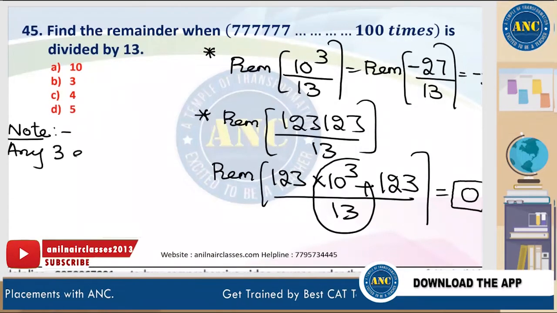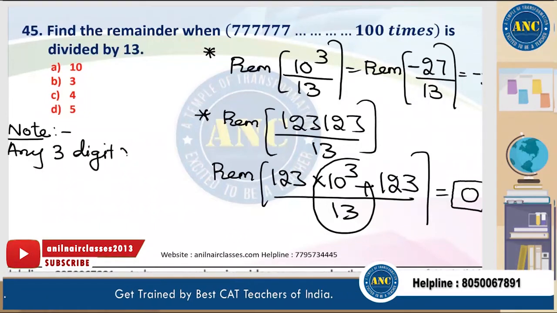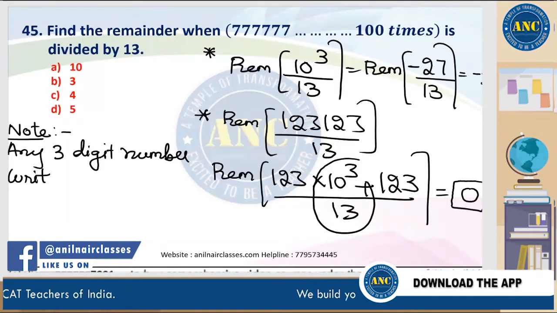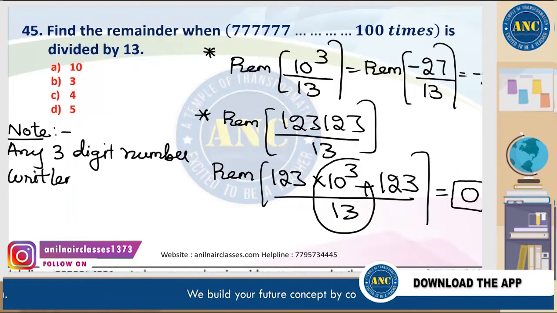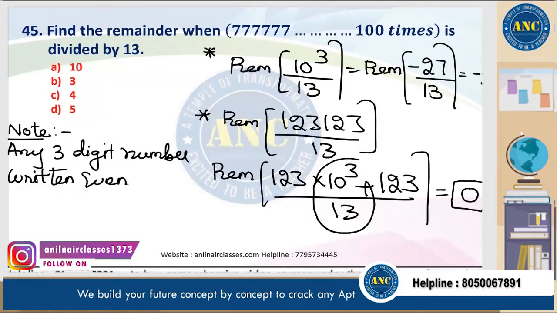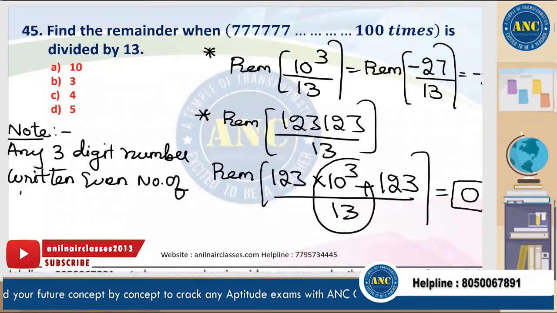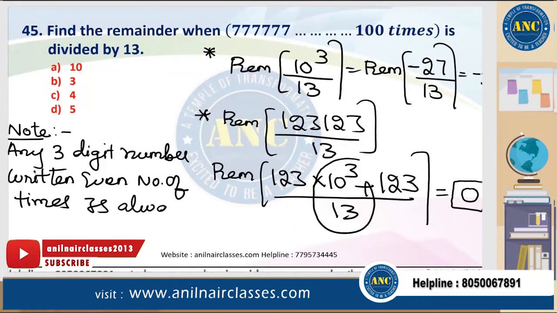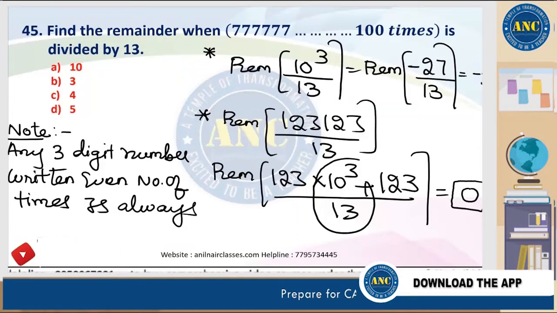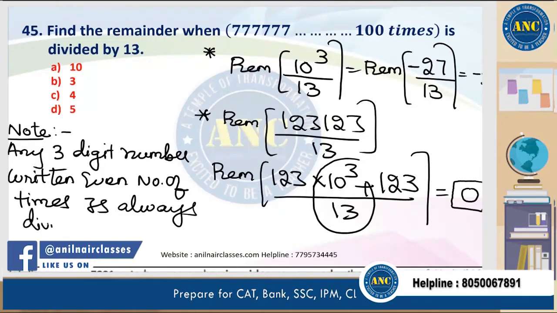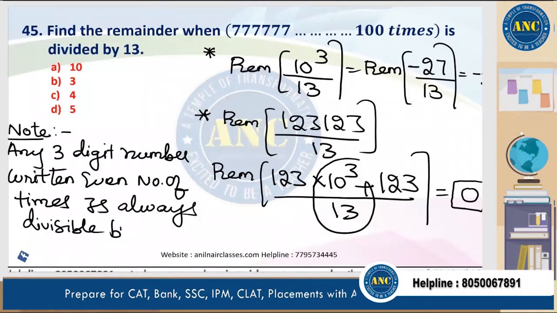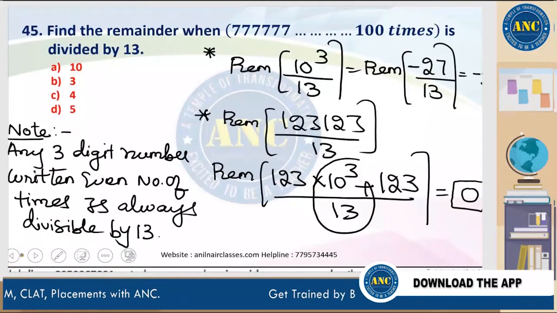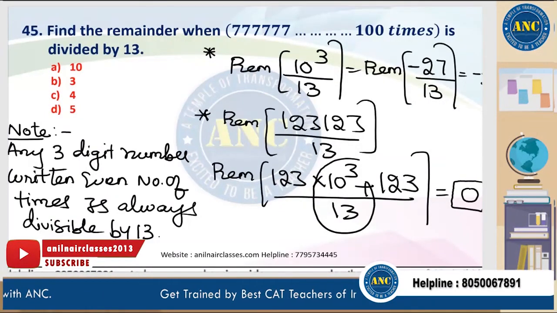Any three-digit number written even number of times is always divisible by 13. It is also divisible by 7 and 11 and 1001 and 91, but we'll discuss that later because the context is 13. Please write down: any 3-digit number written even number of times is always divisible by 13.